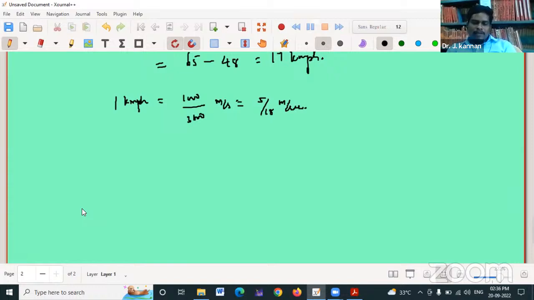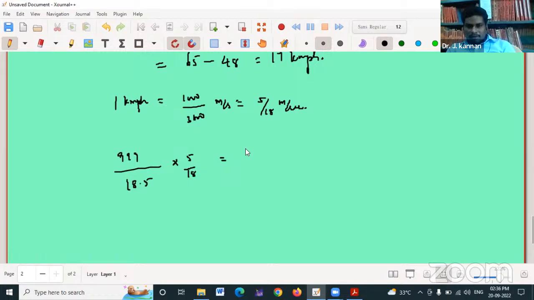Therefore we need vehicle T on day 1. Vehicle T on day 1 covered a distance of 999 in 18.5 hours. It is kilometer per hour. So just multiply by 5 by 18. Therefore we get meter per second.